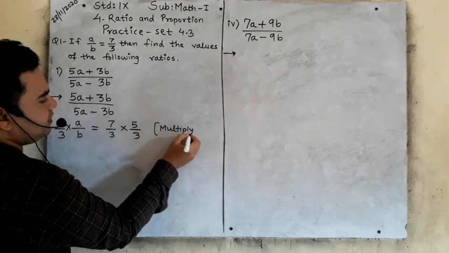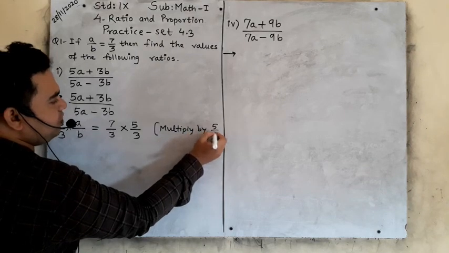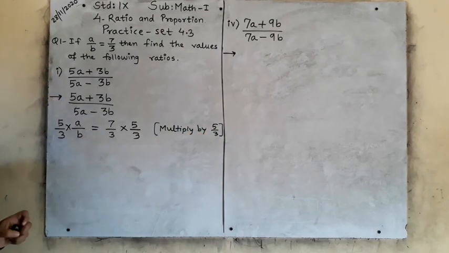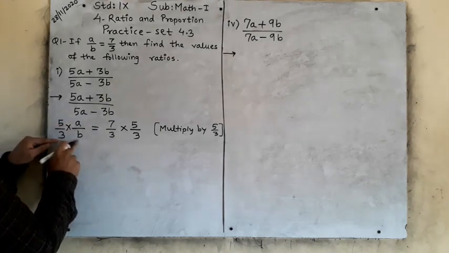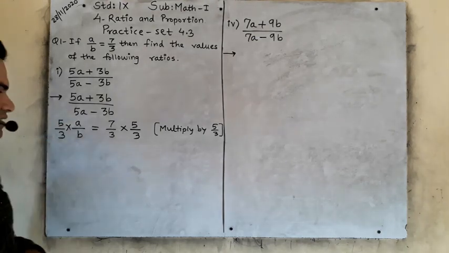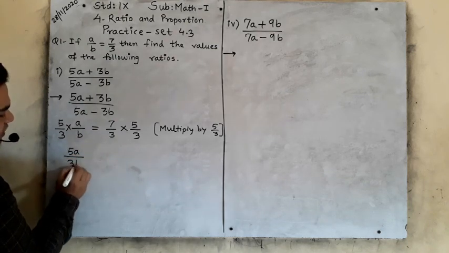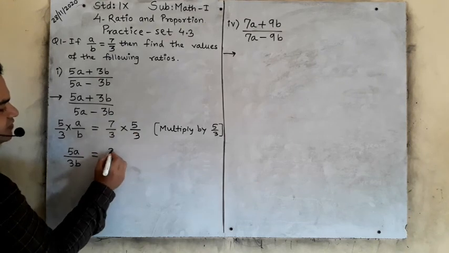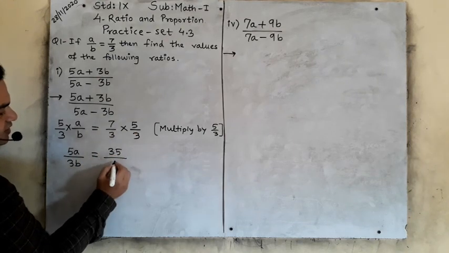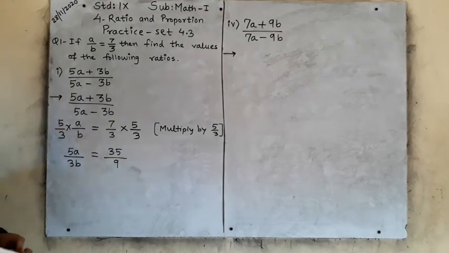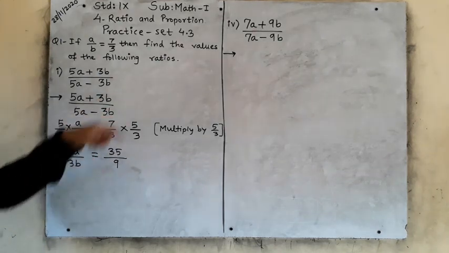Multiply by 5 upon 3. Is it clear? Why? Because you want 5a and you want 3b. Therefore you will get the answer. So what is the answer over here? 5a upon 3b is equal to 7 times 5, which is 35, upon 3 times 3, which is 9. Now you will keep the values over there.